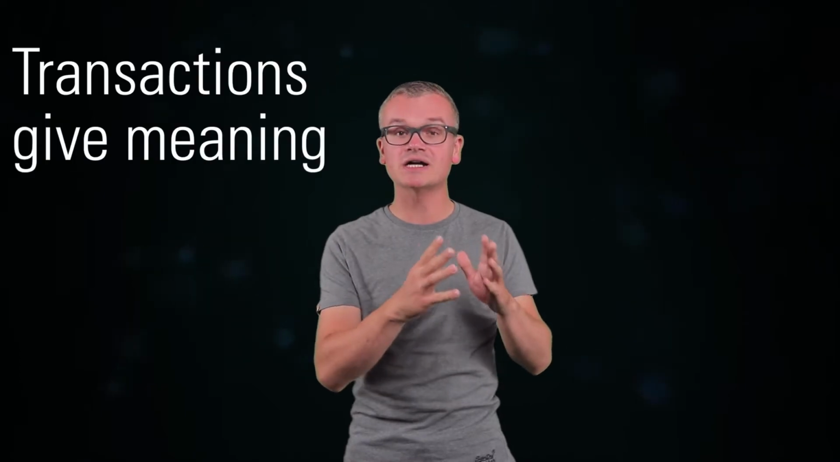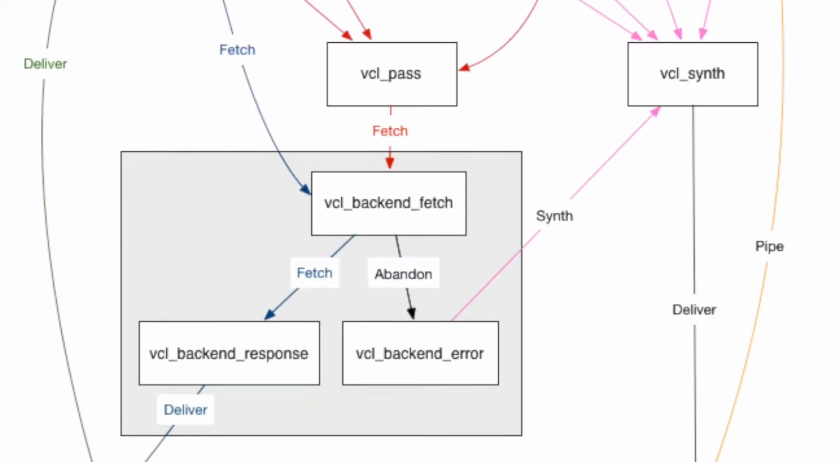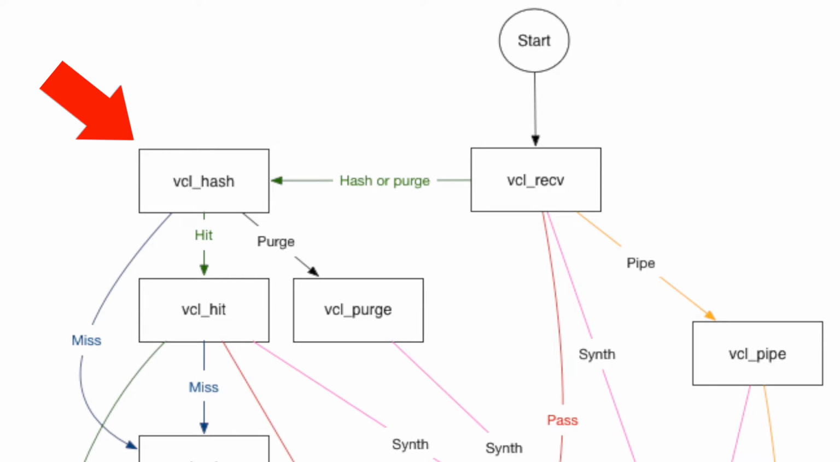So transactions or types of transactions give meaning, but these different tags do as well. And the decision-making process is pretty straightforward. You get a request incoming and you analyze if it's cacheable or not cacheable. If it's not cacheable, you'll pass it to the backend. The backend will fetch it and return it to the end user. If the request is cacheable, a hash is composed out of the URL and the host name, and it will be looked up in the cache.